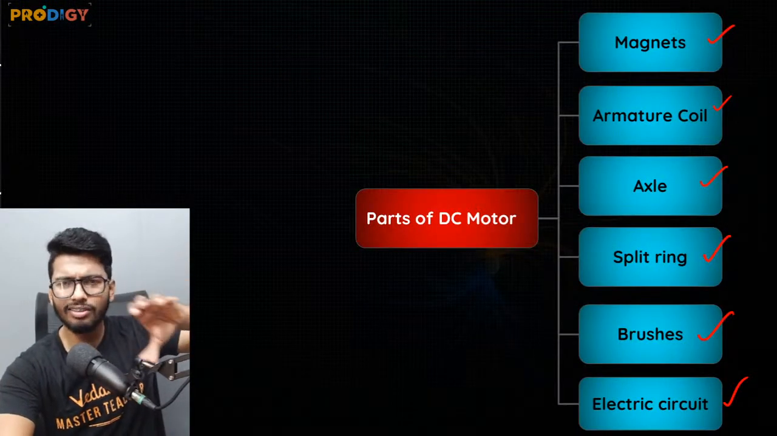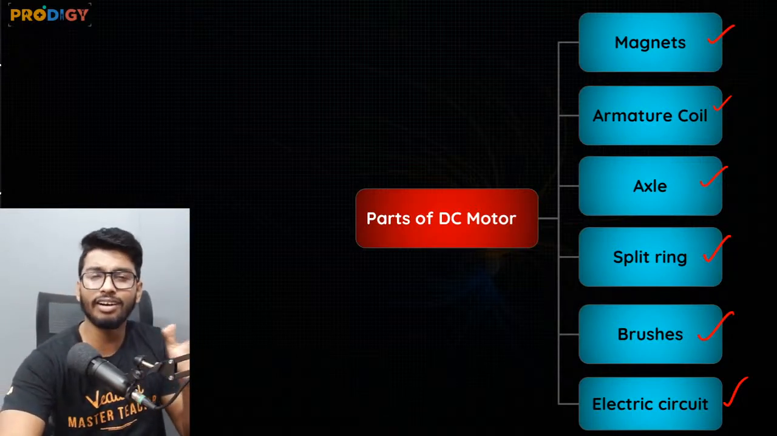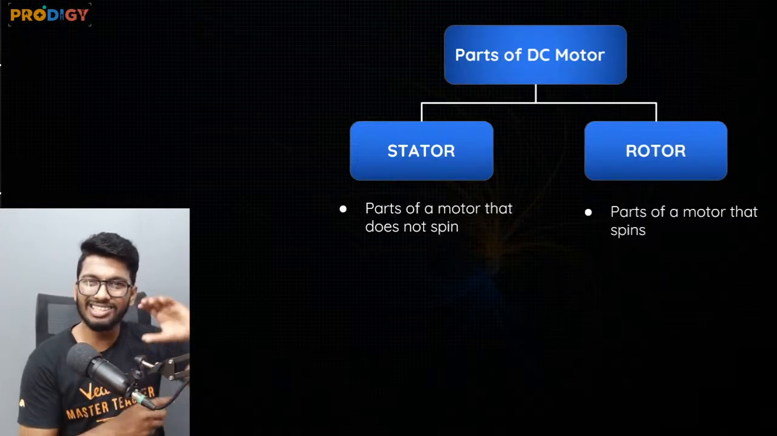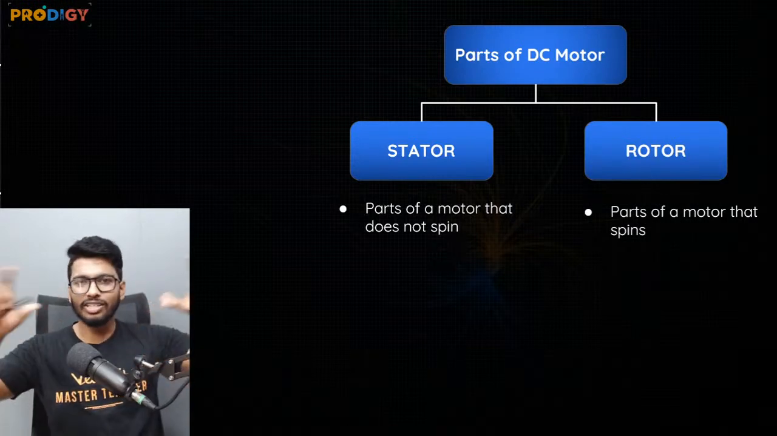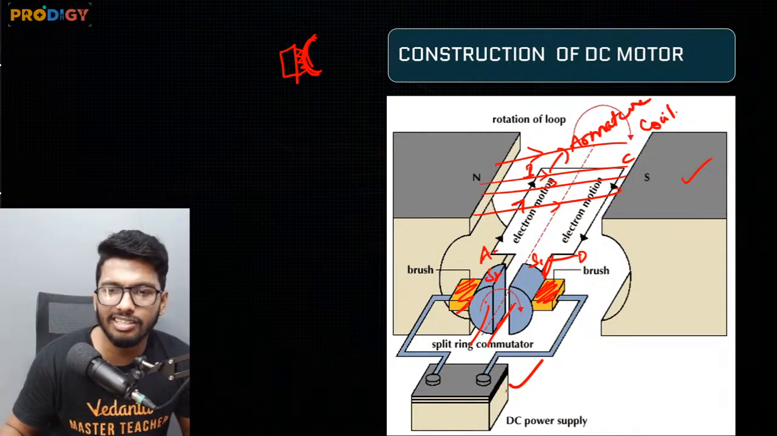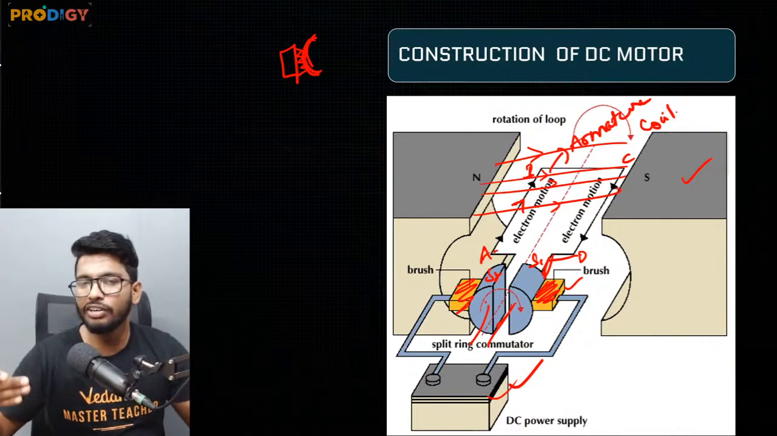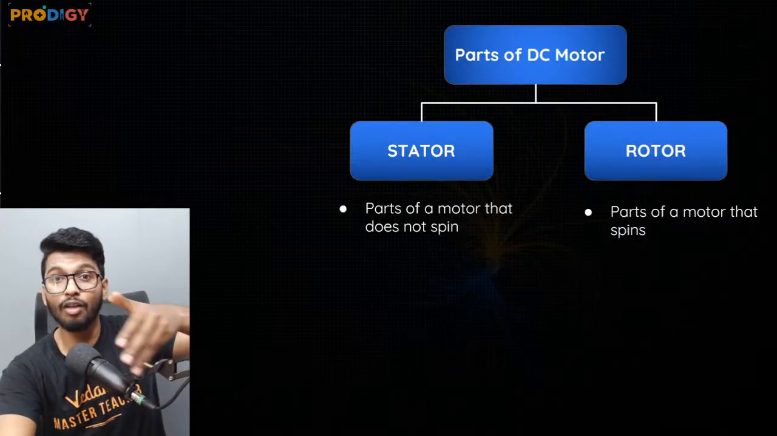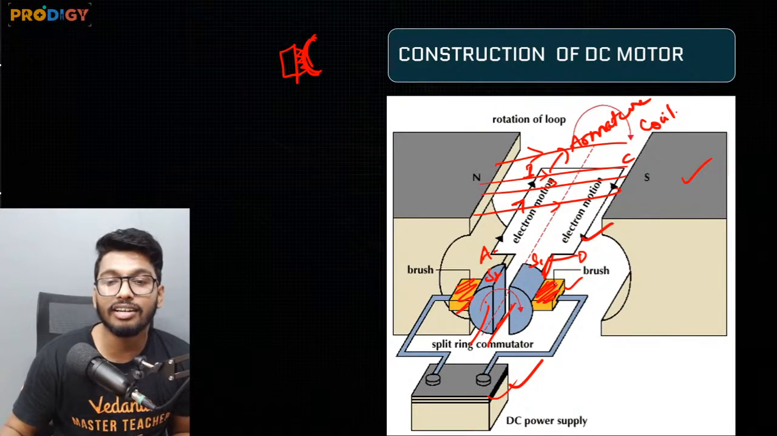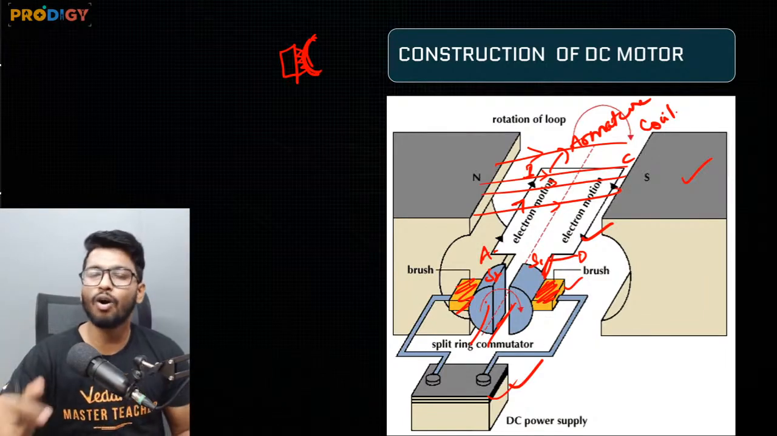Based on this, these different parts have been divided into stators and rotors. Stators are basically those parts which are stationary, which don't really rotate, which are standing still. For example, the magnets, the external circuit, the carbon brush, all of these are stationary. They don't really move. They don't rotate. The rotors, on the other hand, are those which are free to rotate. For example, the armature coil, the split rings, the axle, all of these are free to rotate. So those are called the rotors.